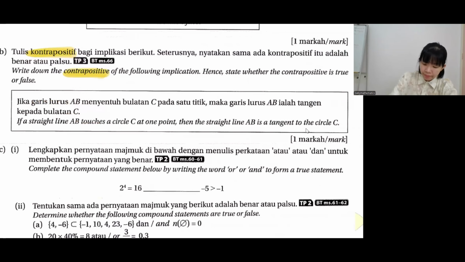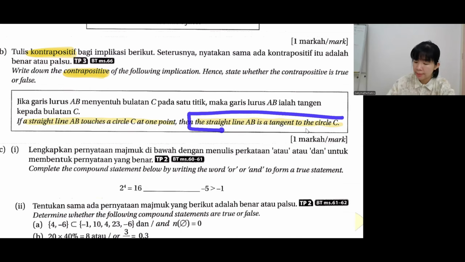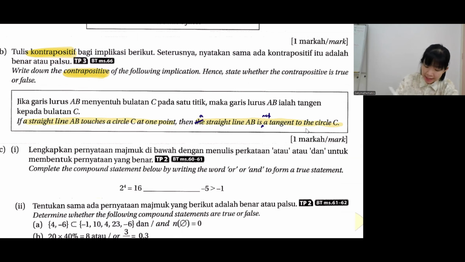Okay, I write English one. They say, if a straight line AB touches circle C at a point, then straight line AB is a tangent to the circle C. Now, if we write contrapositive, meaning we're going to write things at the back. For English, you change the to a. If a straight line AB is not a tangent to the circle, comma, then the straight line AB does not touch a circle C at a point.